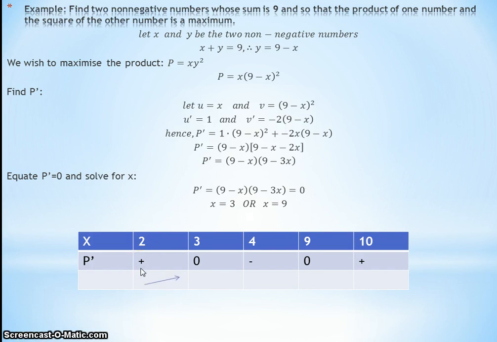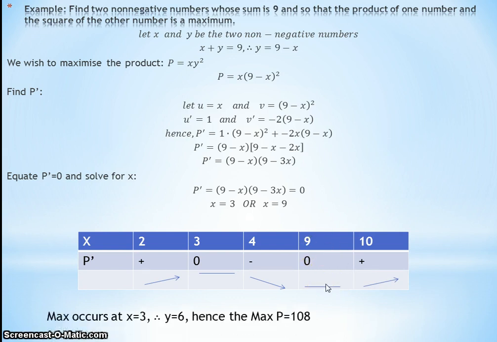In this case, to the left of 3, the gradient is positive, in other words the function is increasing. At x is equal to 3, it's 0, x is equal to 4 is decreasing, so therefore at 3 we have a maximum, and at x is equal to 9 it's 0, and x is equal to 10 it's increasing. So at x is equal to 9 we have a minimum. Now the maximum occurs at x is equal to 3, therefore y will be equal to 9 minus 3, which gives you 6. Hence the maximum product will be 3 times 6 squared, which happens to be 108.